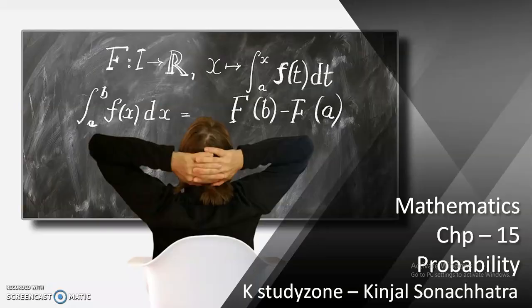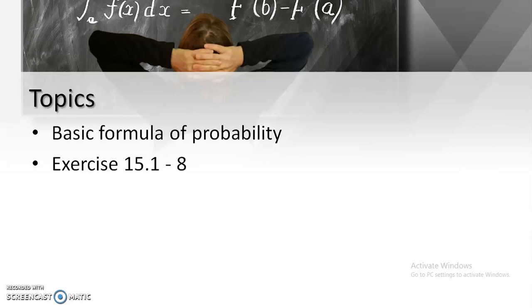This is the 20th tutorial of Probability, chapter 15 of standard 9th. In the last session, we discussed the 7th sum from exercise 15.1, and in this session, we will discuss the 8th sum from that. So don't waste time; let's start the session. Today's topics are the basic formula of probability, exercise 15.1 and in that the 8th sum.